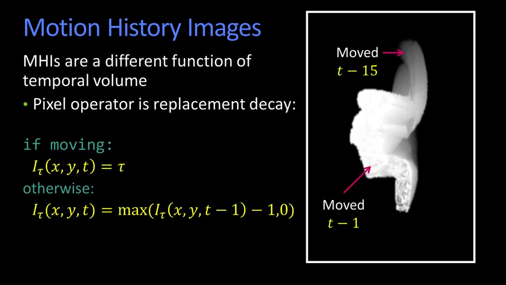And what I mean by temporal volume is that same thing, right? X, Y, and T. So I've got a collection of video. And it's really a very simple recursive computation. This is an MHI image, motion history image. And the way it works is quite simple.